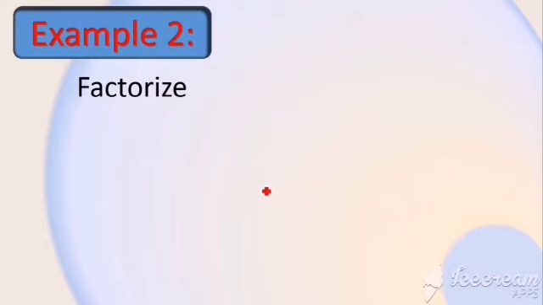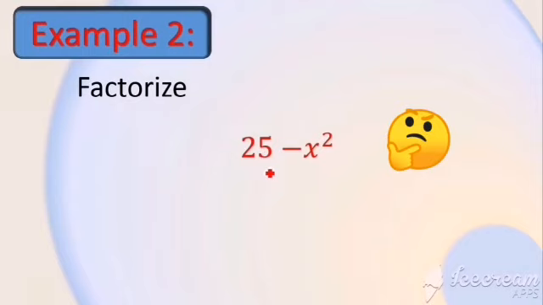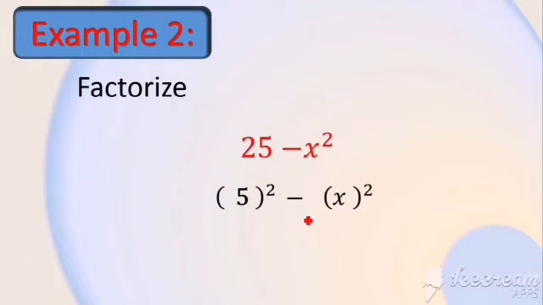You need to factorize 25 minus x squared. What's the first step you'll be doing? I have to make sure that it is a difference between two squares. 25 is 5 squared. X to the power 2 is x all squared. So it is a difference between two squares. Very good.